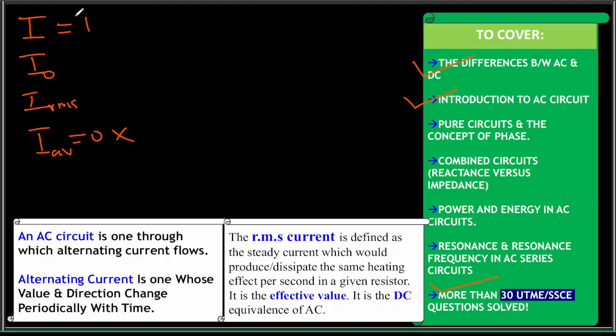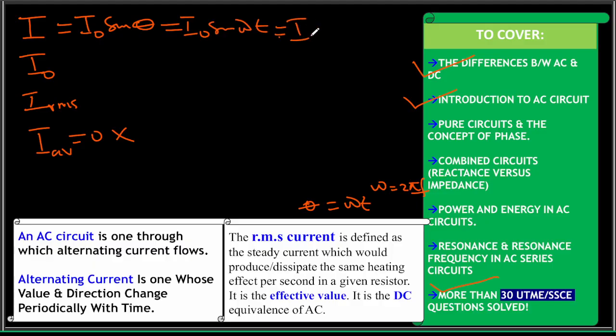given like this. The relationship between instantaneous current and the peak current is this: peak current times sine of the phase angle. Now, if I know that theta is equal to omega t, and that omega is equal to 2 pi f, that means I can as well rewrite this as peak current times sine omega t. I can as well write it like this, peak current times sine 2 pi f t. They are just the same thing.